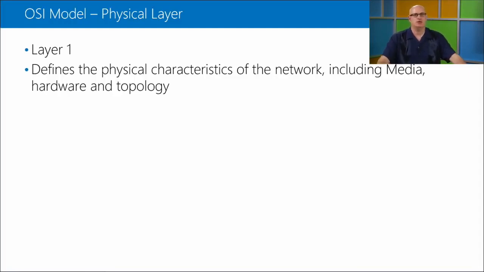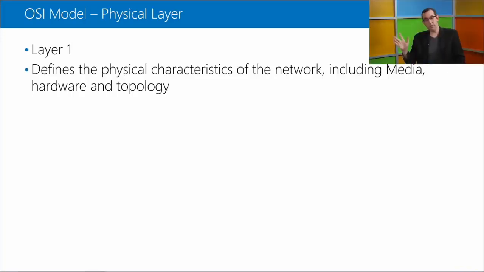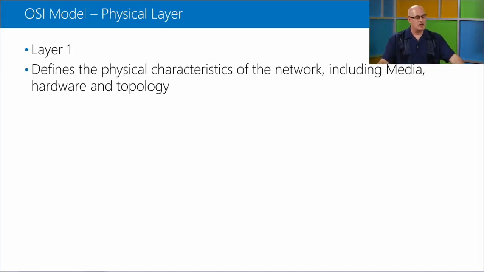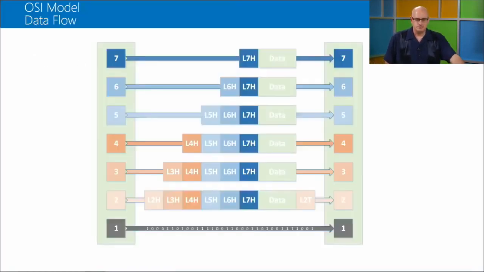And then the physical layer, layer 1, is the actual physical topology of the network: Ethernet, token ring, fiber. So it defines the physical characteristics of the network media.